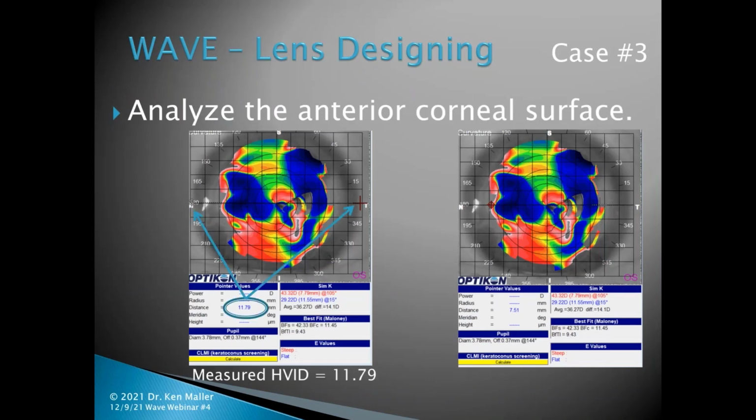So the measured HVID is 11.79, but I was only able to capture about 7.5 millimeters of actual data. And so we're missing over 4 millimeters of peripheral data, which means that if we're going to design a larger lens, we have a lot of made-up data that's going to be incorporated into this lens, and we're going to have to troubleshoot a little bit more from the slit lamp.